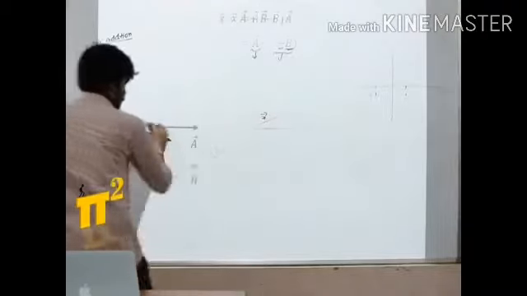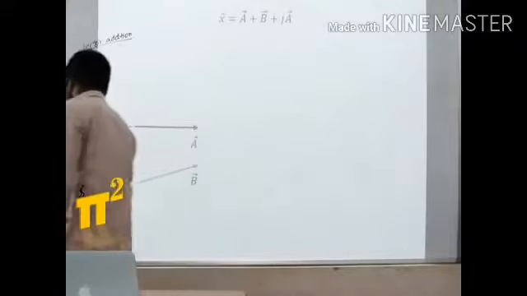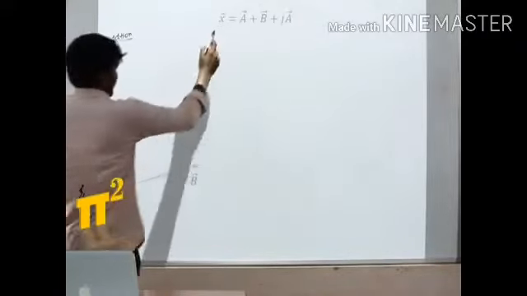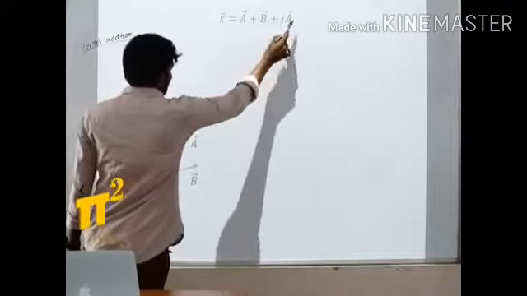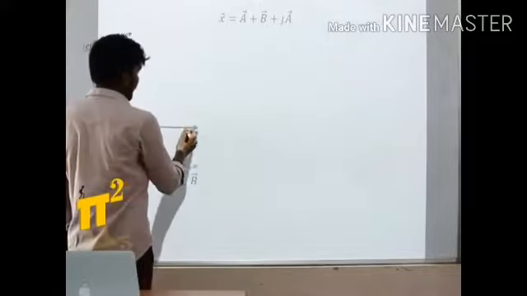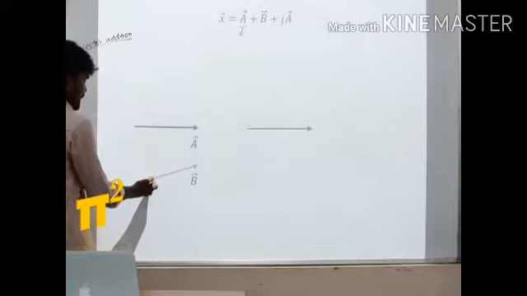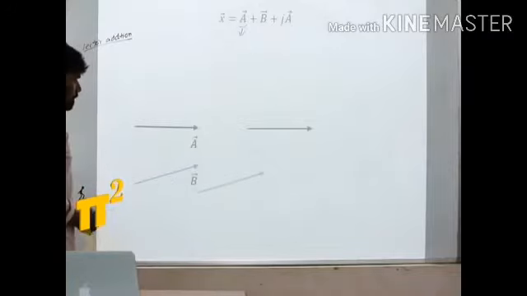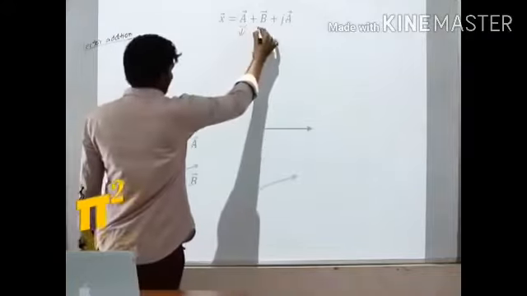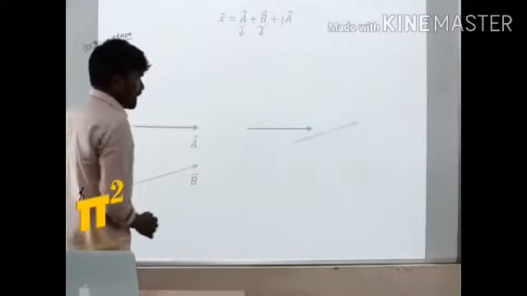Next one. X is equal to a plus b plus ja. We have a given, b given. So let's take a, which is the first one. Let's take b, second one. So let's add these two, head and tail joining.